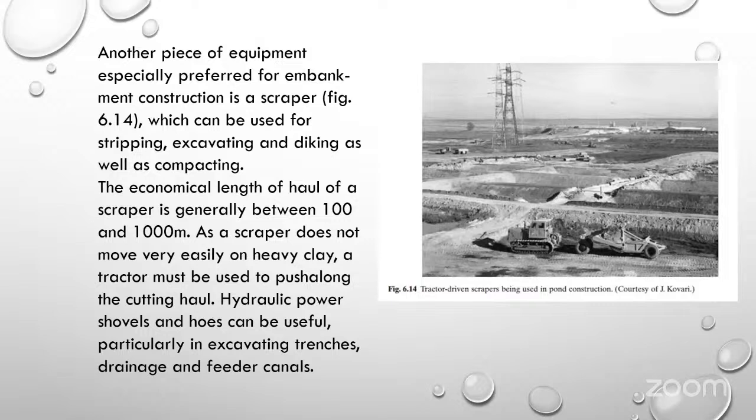Another piece of equipment especially preferred for embankment construction is a scraper, which can be used for stripping, excavating, and diking as well as compacting. The economical length of haul of a scraper is generally between 100 to 1000 meters. As a scraper does not move very easily on heavy clay, a tractor must be used to push along the cutting haul. Hydraulic power shovels and hoes can be useful, particularly in excavating trenches, drainage, and feeder canals.